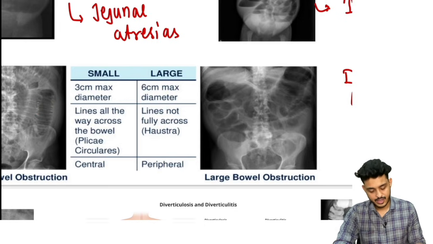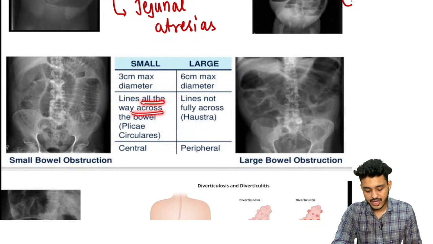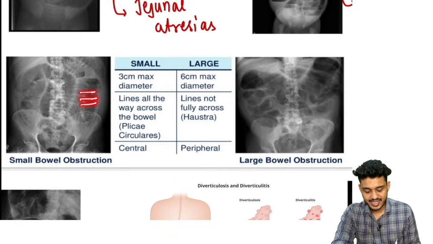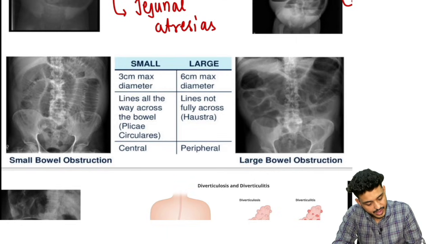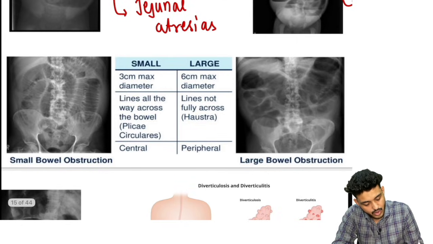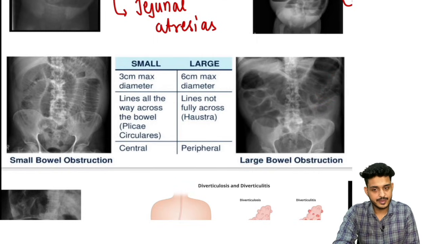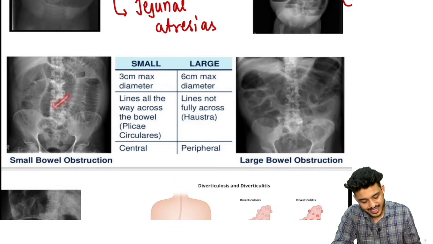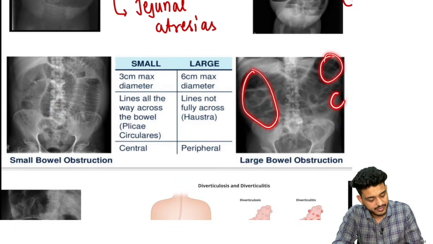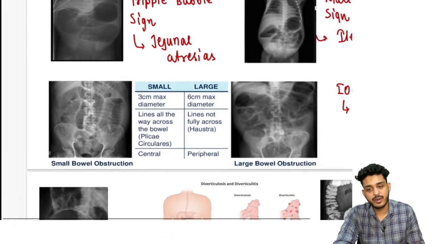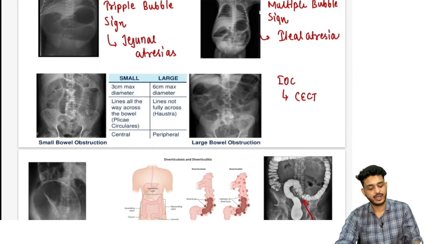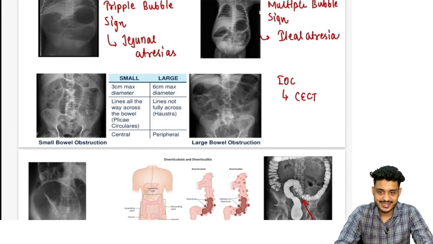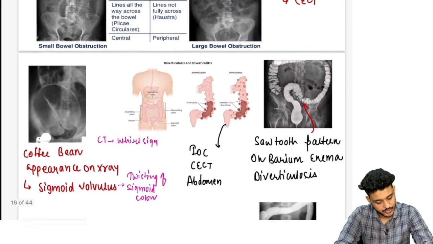In the small bowel, you will have lines all the way across the bowel. These are known as plica circularis. In the large bowel, the lines will not go fully across; you will be finding haustrations. Plica circularis are seen in the central part, whereas haustrations are in the periphery. So these are the bowel obstructions we are having, small and large bowel obstruction. Investigation of choice is contrast enhanced CT scan, CECT.